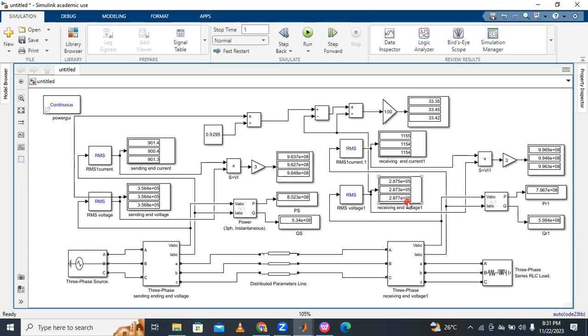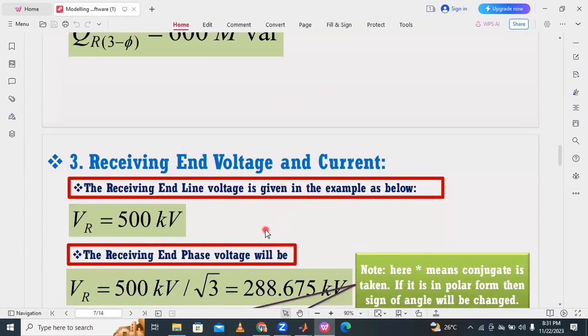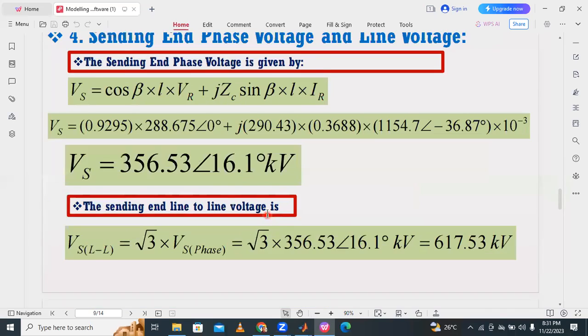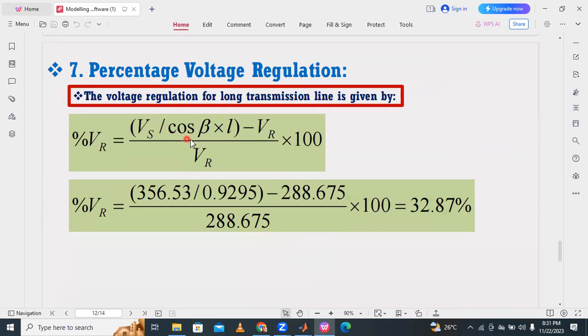Then next, how to find the regulation. Regulation is (Vs minus Vr) divided by Vs into 100 for a short transmission line. For a long transmission line, this is the formula for regulation: (Vs by cos beta L minus Vr) divided by Vr into 100. This is called regulation at the receiving end side. So Vs we know is 356.53, cos beta L is 0.9295, minus Vr, divided by Vr into 100.